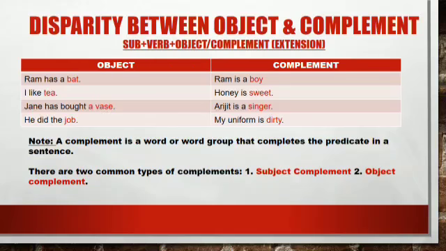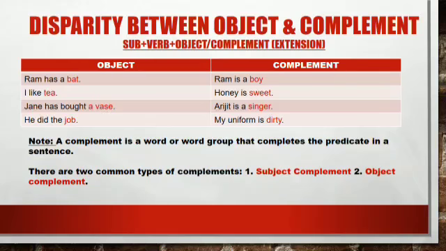Bat is a different thing. But here in the complement section, you are finding Ram is a boy. Ram is equal to boy. Same as I like tea. I and tea, this is not equal. But honey is sweet. Honey is equal to sweet. Arijit is a singer. Arijit equals to singer. So these are the examples of complement, and on the other hand, these are the examples of object.